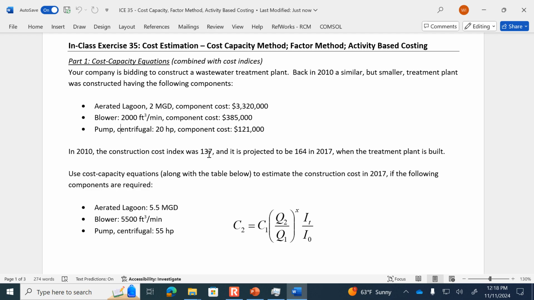So what you should do here is find out what's the cost of the aerated lagoon, what's the cost of the blower, and what's the cost of the pump based on the differences in size and based on the shift of costs over time. In other words, the index.